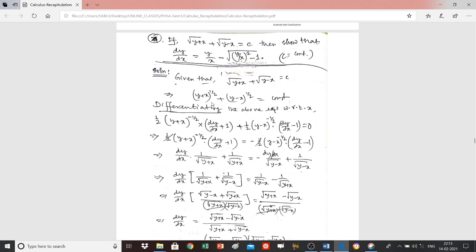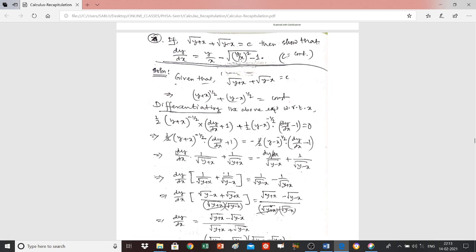So first differentiate both sides of this equation with respect to x. That will give you half, then (y plus x) to the power half minus 1, that means to the power minus half. Then you have to differentiate the term within the bracket. The first term is dy by dx, since y is a function of x, then plus 1. After that plus half, then (y minus x) to the power minus half, and this term will provide you dy by dx minus 1, that is equal to 0.